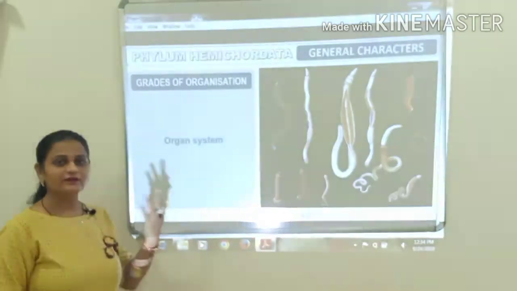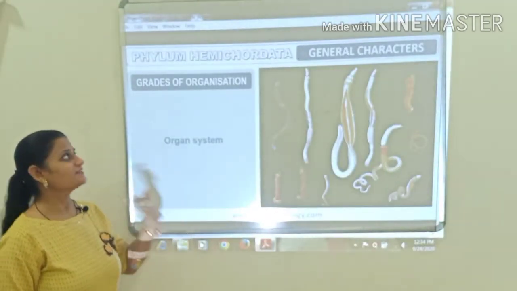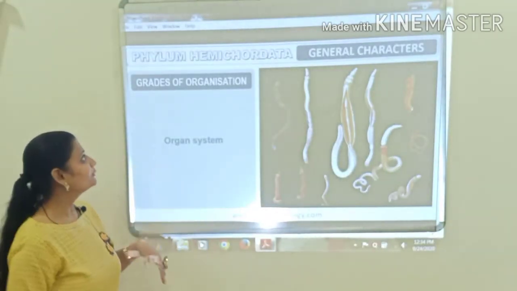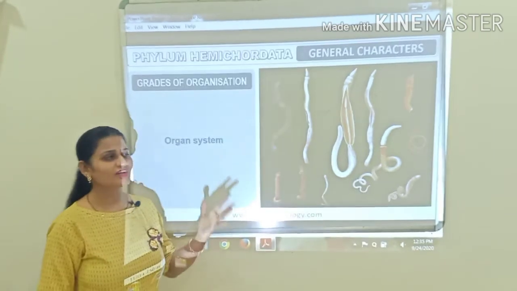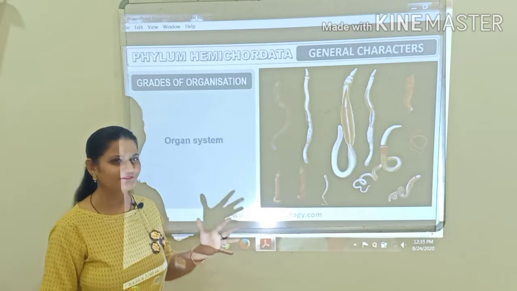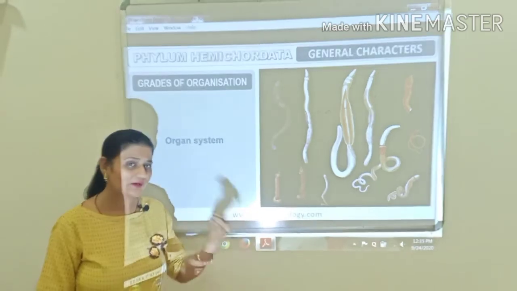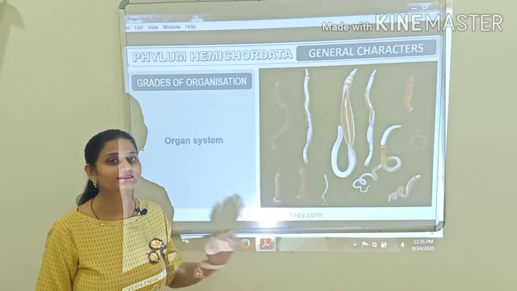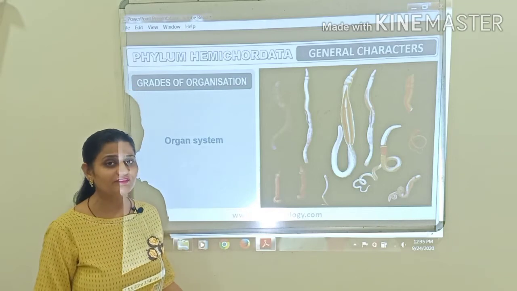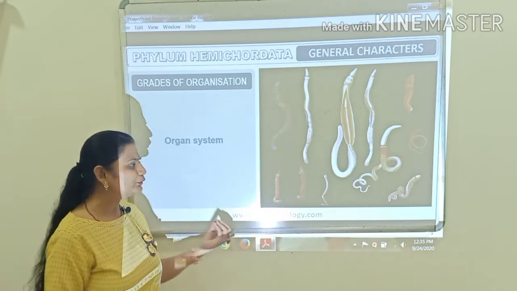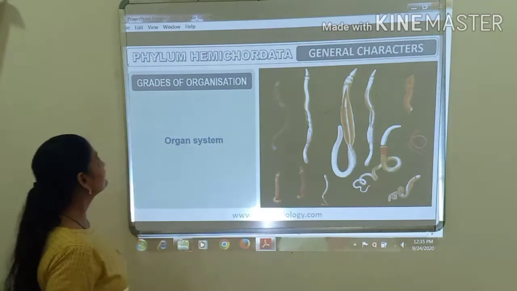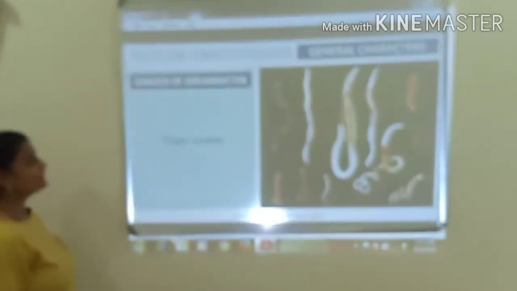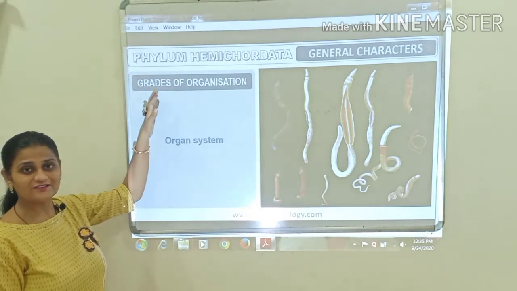But then they were removed and they were classified as the separate phylum. Okay, that is phylum Hemichordata. Shall we start with the general characteristics? Okay, we will do it very quickly because you are known with all the terms now. Majority of the terms you have already known, only few new terms will be coming which I will be explaining you. Clear? Okay, so starting with the first feature, that is the grades of organization.